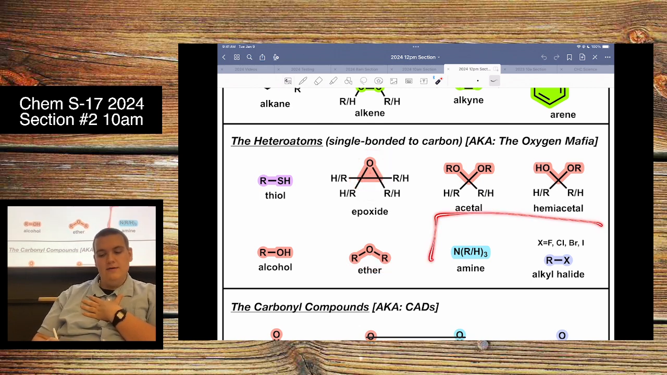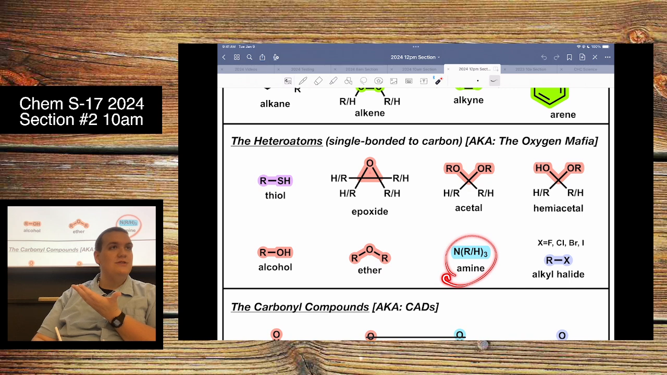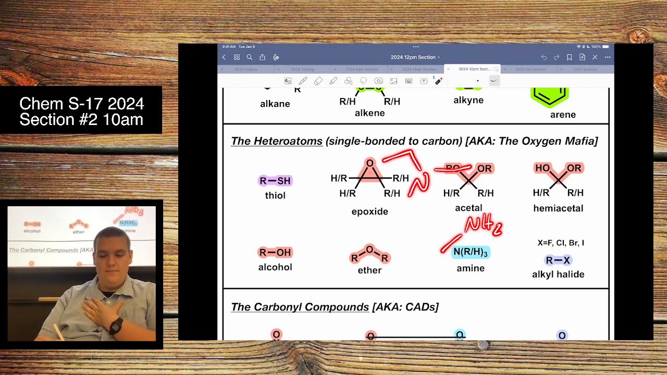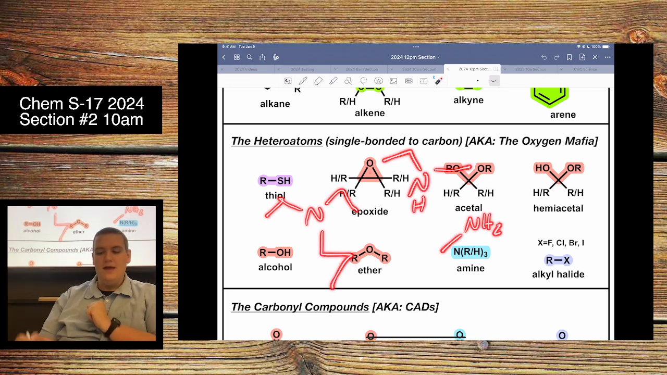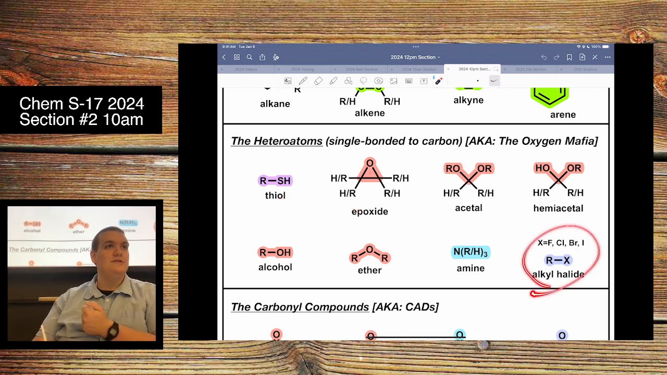Then down over here, we have nitrogens that are attached to things, called amines. And it's going to be attached to three things, but those things could be carbon things or they could be hydrogens. So this is an amine. This is an amine. This is an amine. That is an amine. Last one is if we put a halogen on something, we call it an alkyl halide.